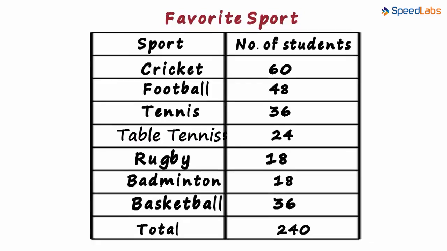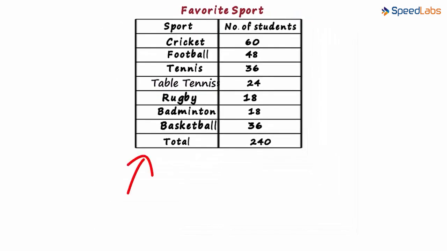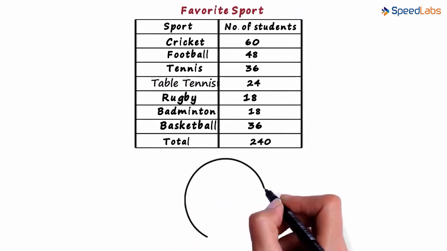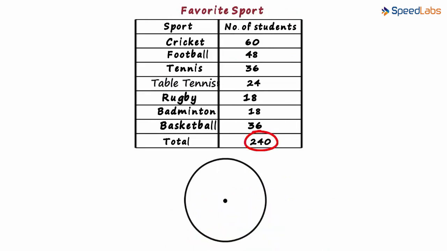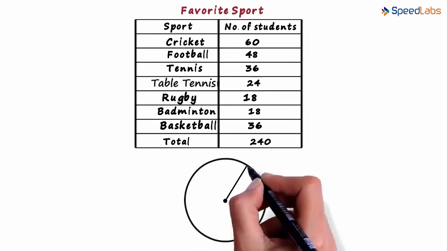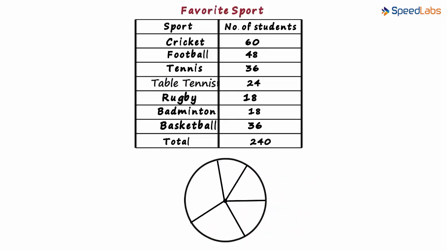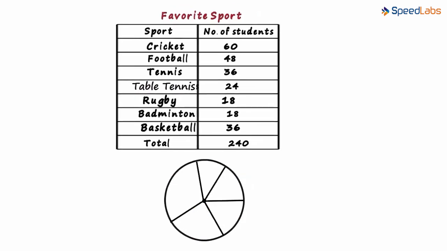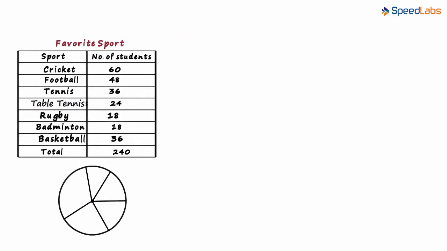We have to construct a pie chart to represent this table. So we would draw a circle to represent all the 240 students and then divide the circle into sectors to represent the popularity of each sport. The size of each sector depends on the popularity of that particular category. But what does the size of the sector depend on? It depends on the angle it subtends at the center. So what we need to find is the angle each sport represents.